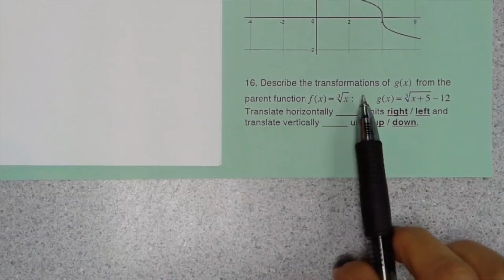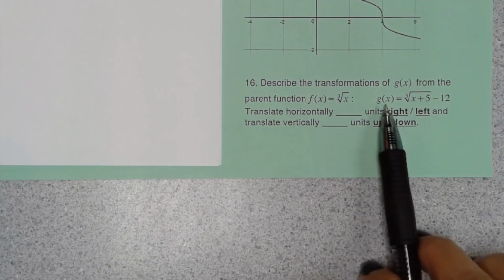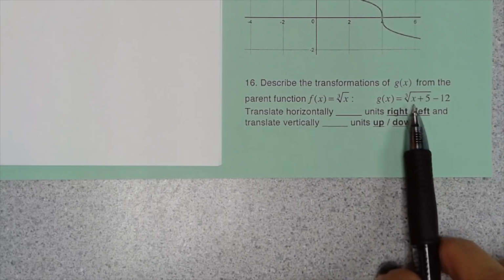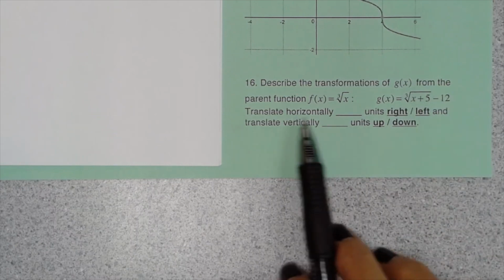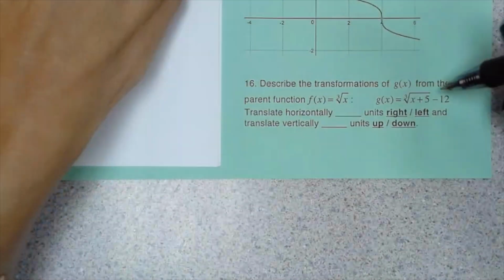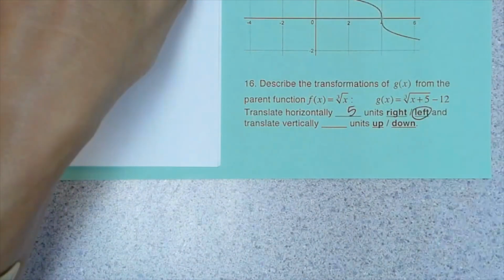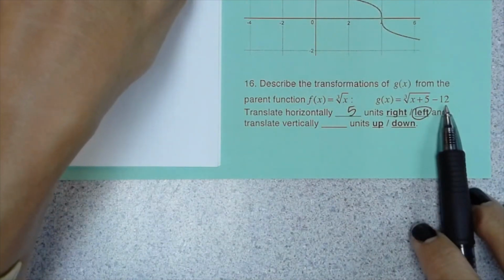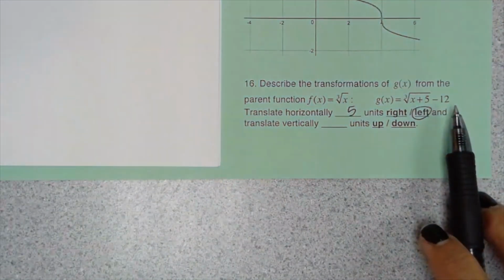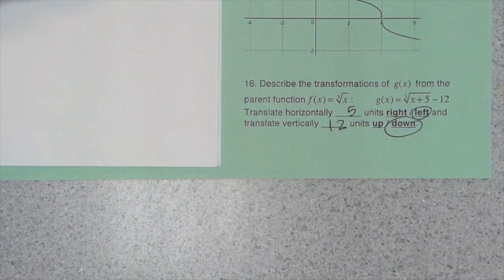It says describe the transformations of g from the parent function f of x equals the cube root of x. So g of x equals the cube root of x plus 5 and then a minus 12. So we have a horizontal shift, and because it's a positive 5, we're going to go 5 units left. And then at the end we have a shift that goes down 12. So we're going to circle down, and then it's 12 units.